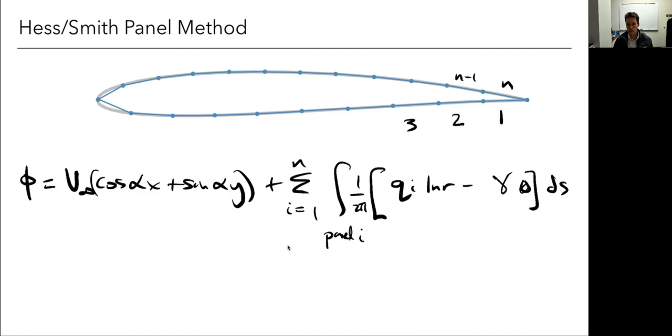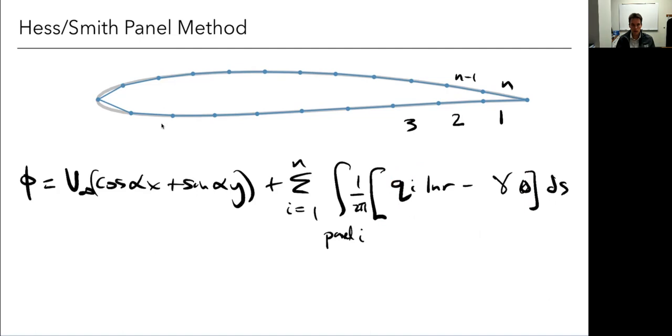So we have n plus one equations, n plus one unknowns. They're all going to be satisfied simultaneously, but we have the n equations for flow tangency and then one sort of circulation that we'll set to make sure we satisfy the Kutta condition, accounting for these as well.